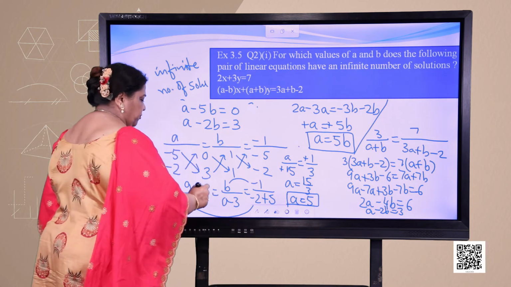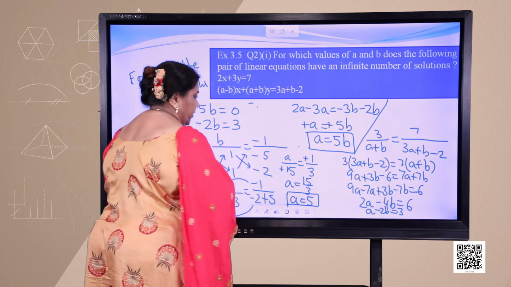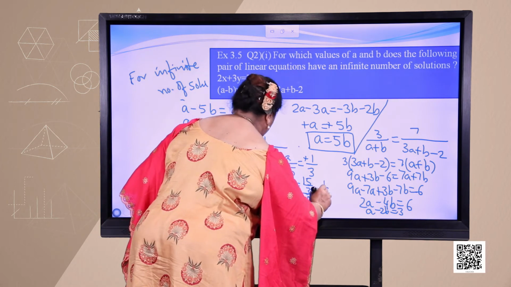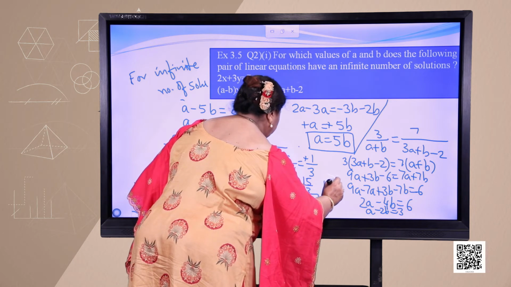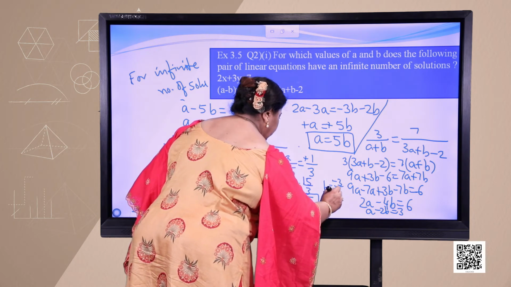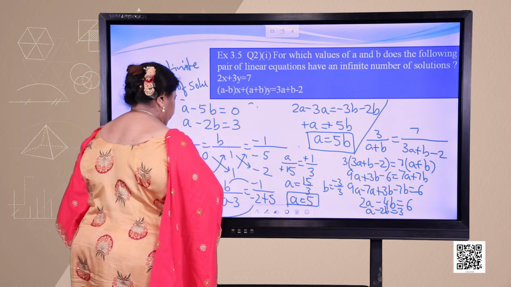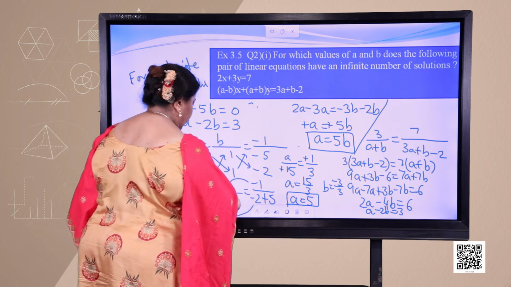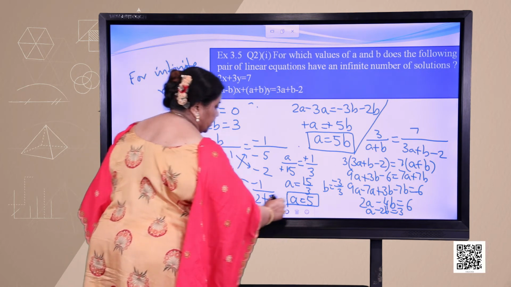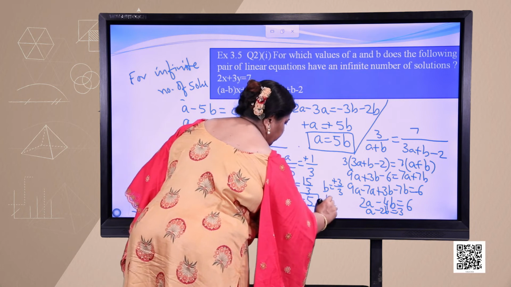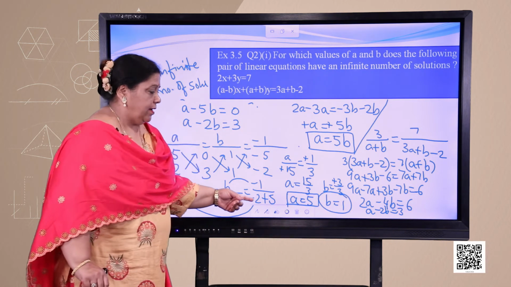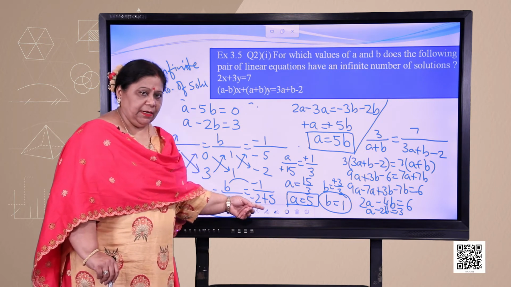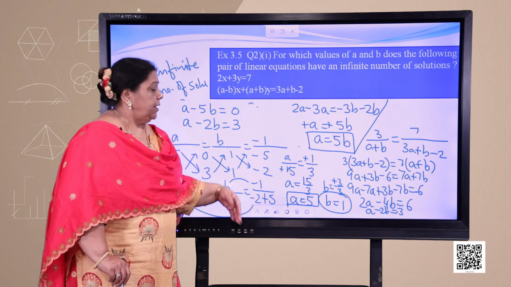and what is the value of B? We have B is equal to minus 3 upon 3. Minus minus becomes plus. So, it is B is equal to 1. So, A is 5 and B is equal to 1. I hope you have understood this method. Now, let us go into the next part.